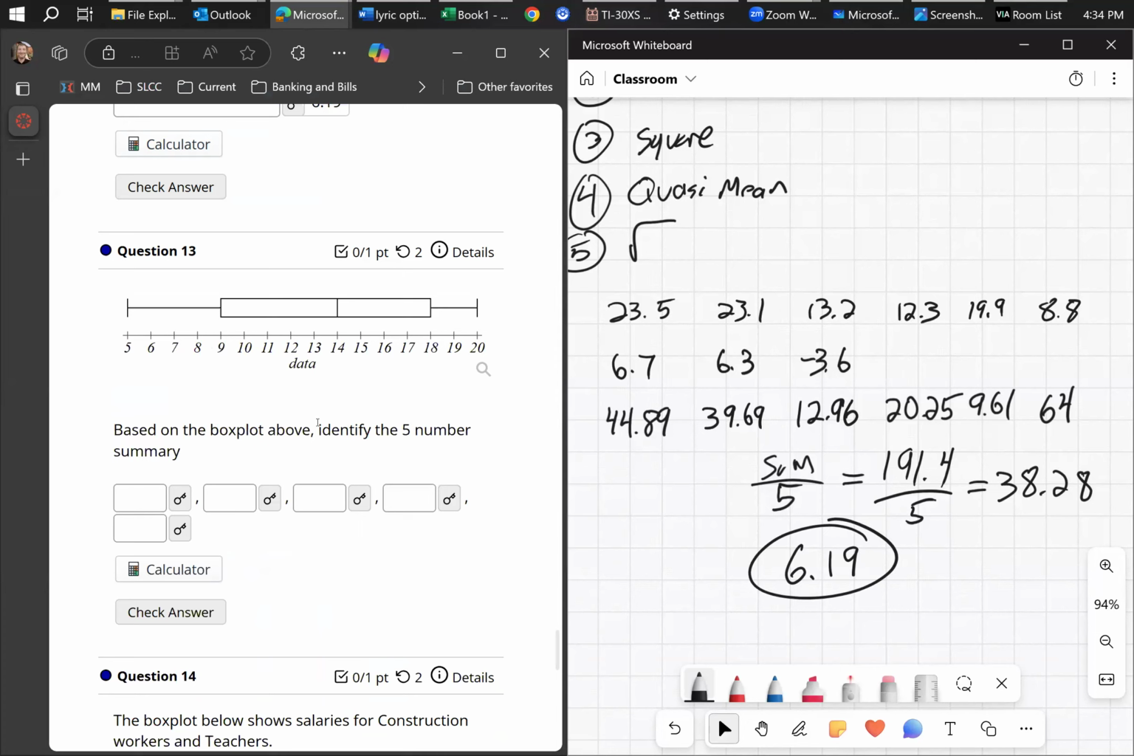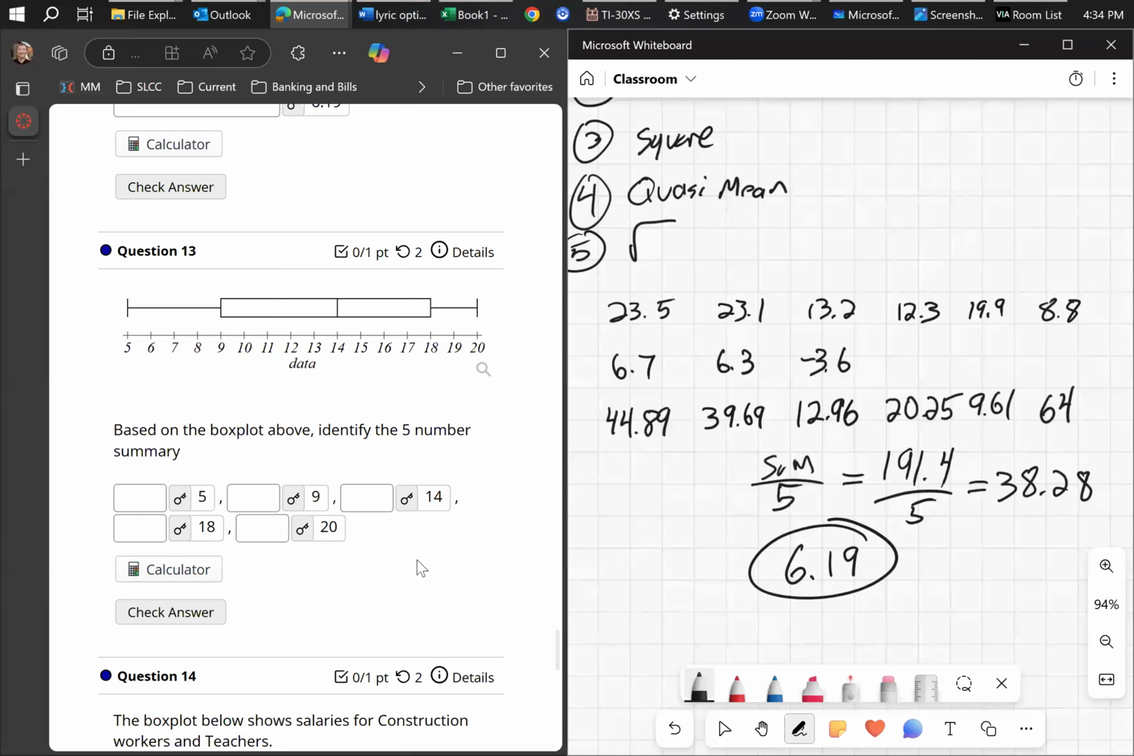Question 13. This is a box plot or a box and whisker plot. The whiskers are these lines that extend from the minimum to Q1 and from Q3 to the maximum. Those whiskers do not carry through in the box, so make sure that there's no line through the box. All right, the 5 vertical lines represent the 5 numbers in the 5-number summary. So we have 5, 9, 14, 18, and 20. This is a very simple question if you understand what you're looking for.